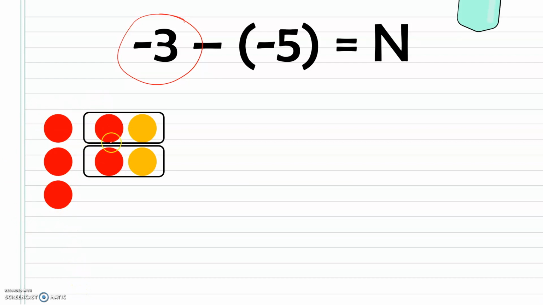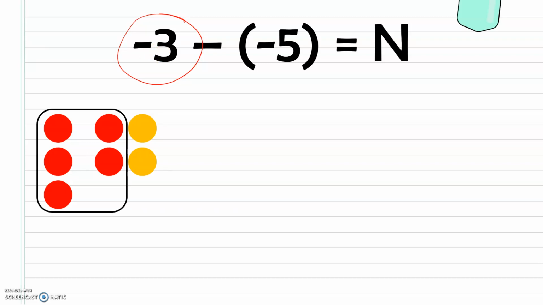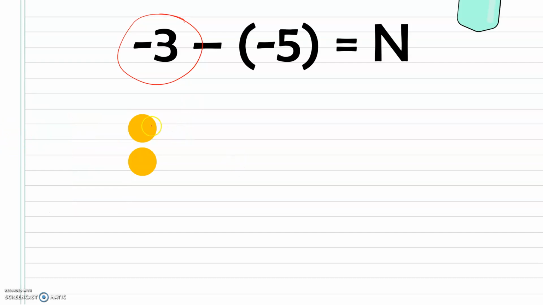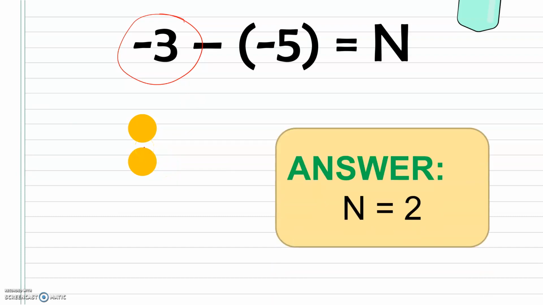Now, by adding 2 zero pairs, we now have 5 red chips, which is the number of negatives that we need to subtract from negative 3. So in here, we now have 5 red chips, or that is negative 5. We can now subtract. And by doing so, we'll be left with 2 yellow chips, which is equivalent to positive 2. So that means negative 3 minus negative 5 is equal to a positive 2.